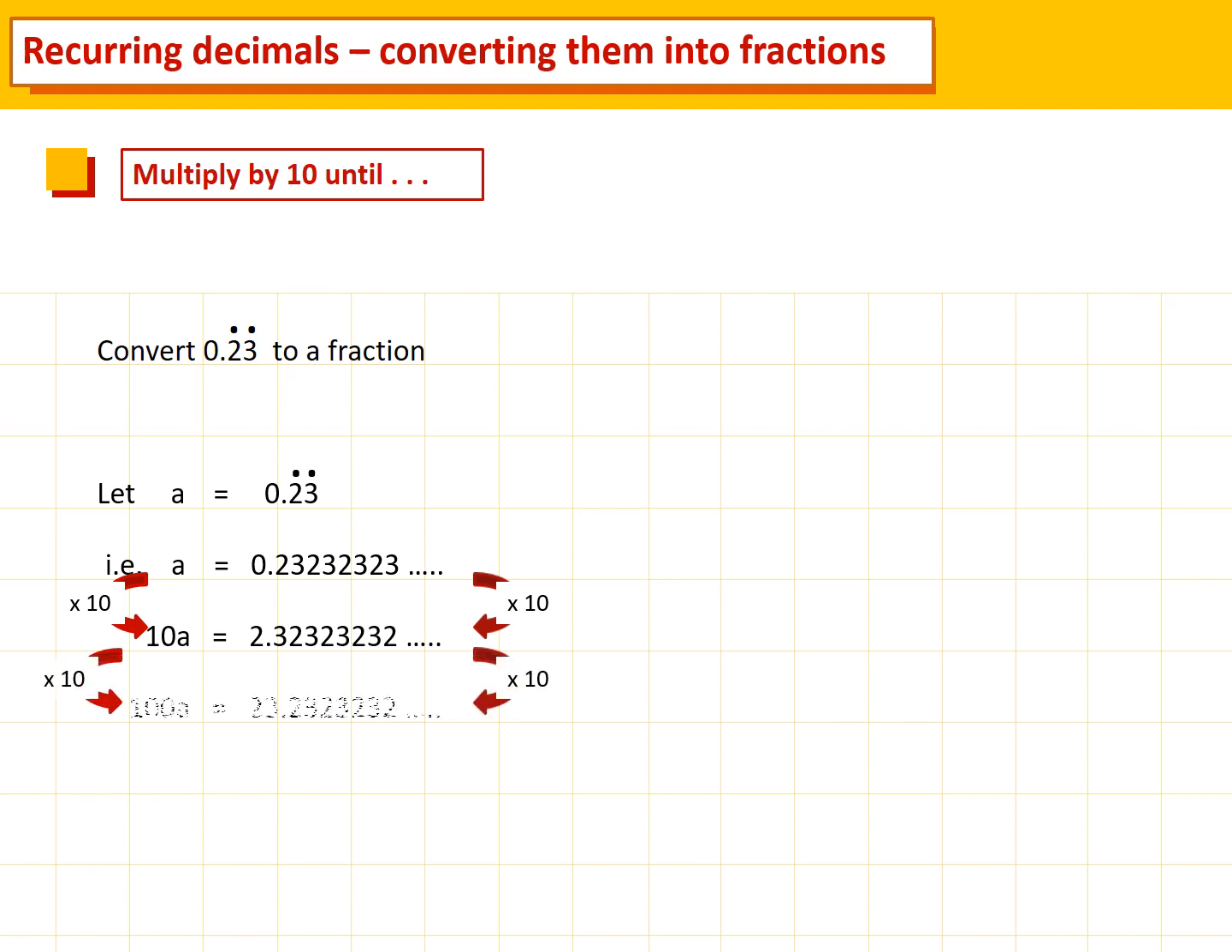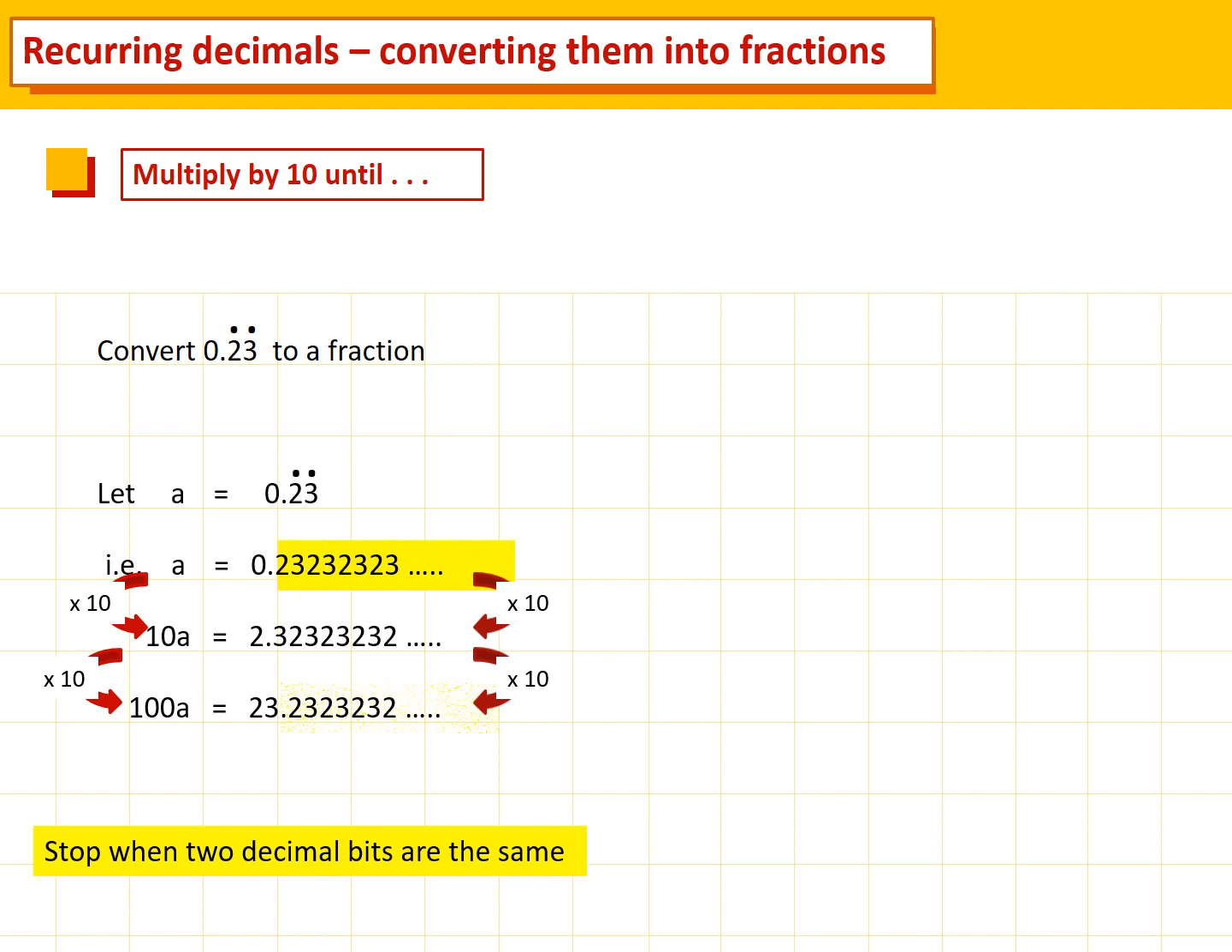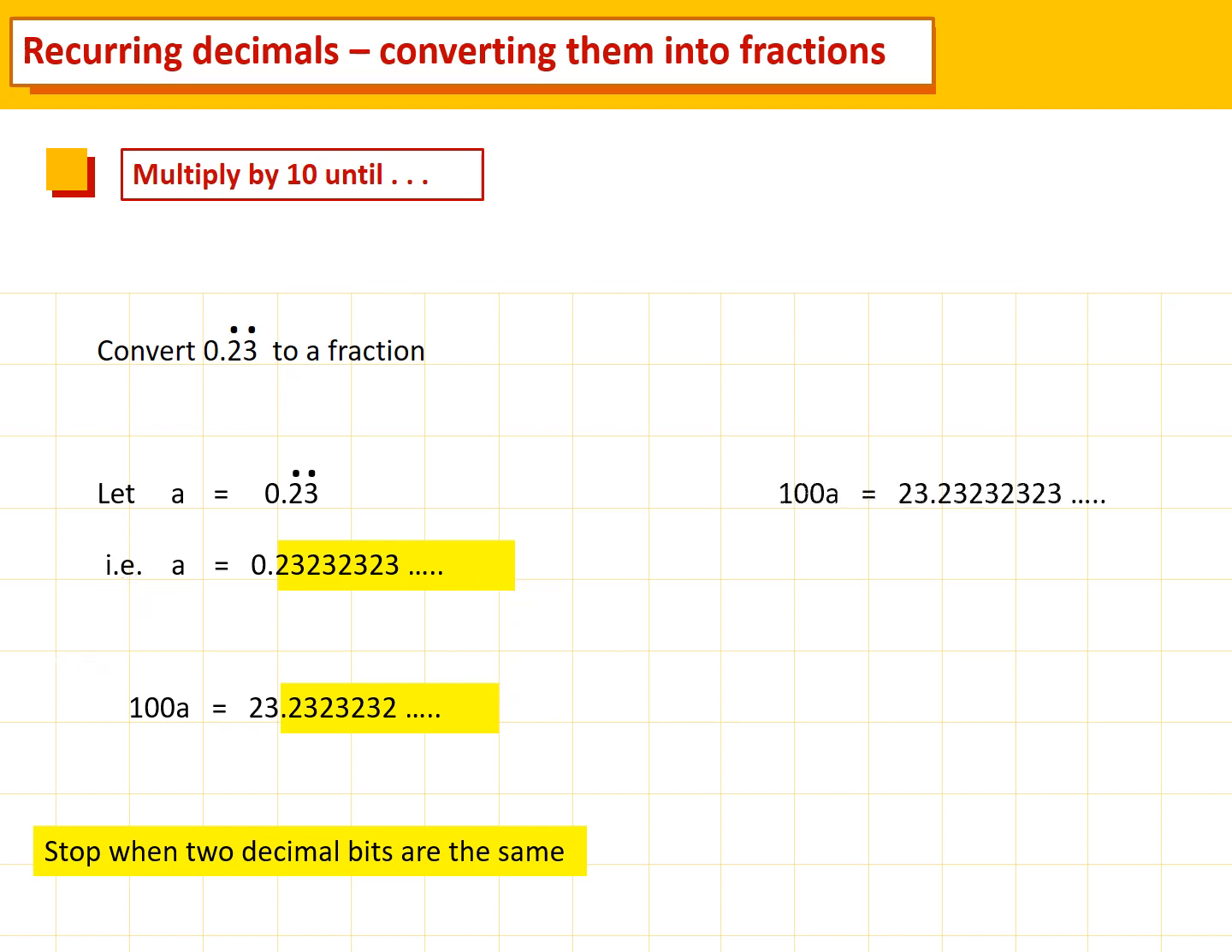10a becomes 100a, and 2.323232 becomes 23.232323. Remember, we're looking for 2 decimal parts the same. We found them. a has got 232323, and 100a has got 232323 in its decimal. They're the same. Those are the 2 parts we're going to use.